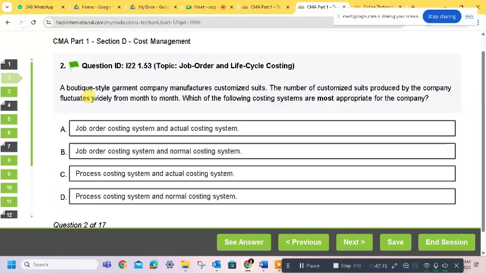A boutique garment company manufactures customized suits. The number of customized suits produced by the company fluctuates widely from month to month. Which of the following costing systems is most appropriate for the company? Definitely it is going to be job order costing, because of specific orders. The question is, are you going to use an actual costing system or a normal costing system? Normal costing.